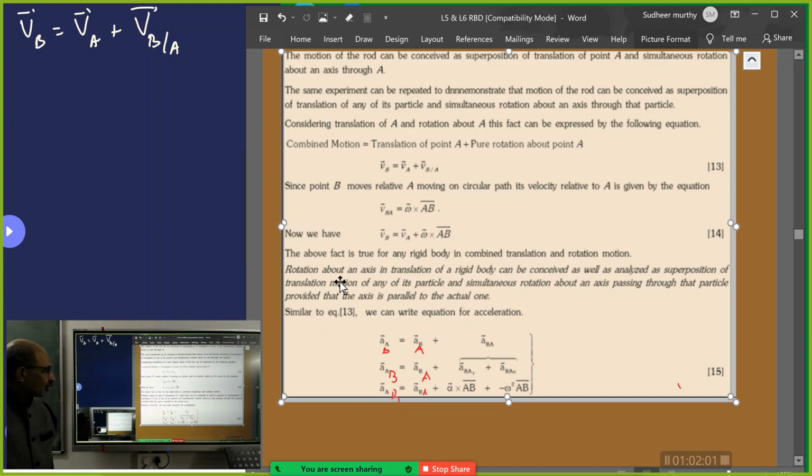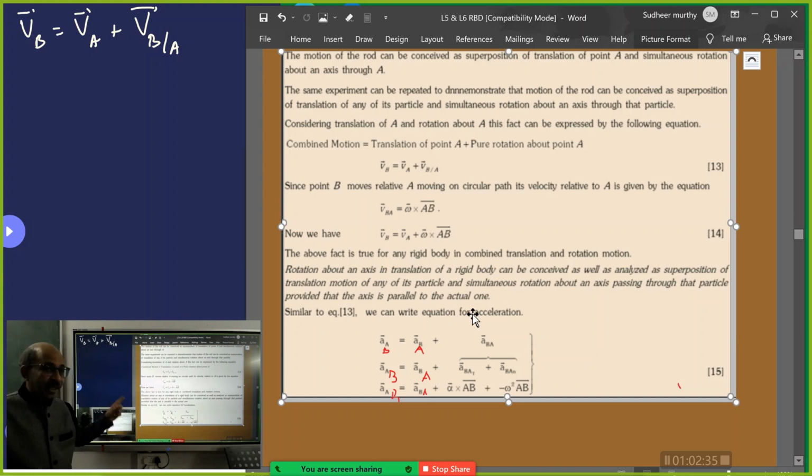So rotation about an axis in the translation of a rigid body can be conceived as well as analyzed as superposition of translatory motion of any of its particles and simultaneous rotation about an axis passing through that particle. That particle here means A. Any other particle means B. Provided that the axis is parallel to the actual one.